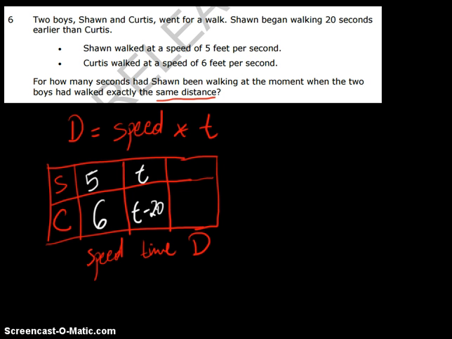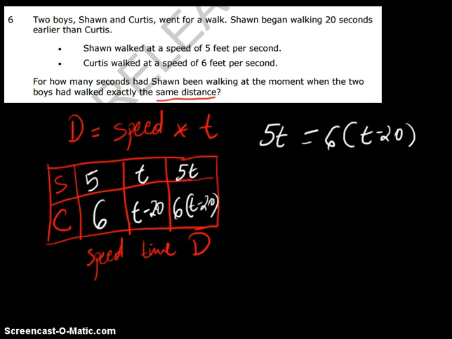So based on this, distance is a product of speed and time. So 5 times t will be 5t, and this one will be 6 times t minus 20. As we can see from the problem, the distance they traveled is the same, and they want to find out the time it takes for them to travel the same distance. So we're going to set 5t, which is the distance by Sean, equal to 6 times the quantity t minus 20.